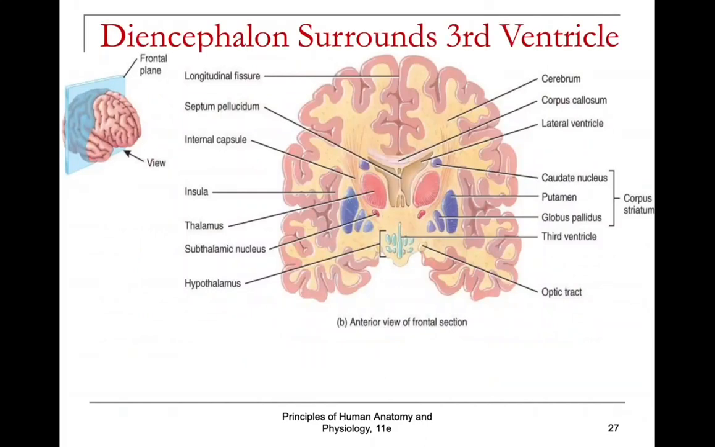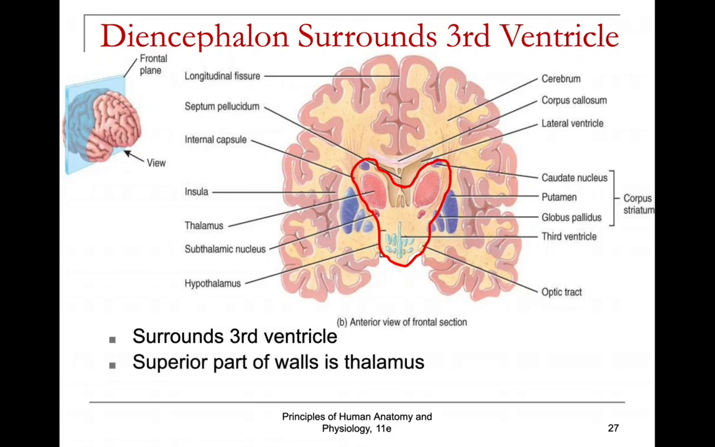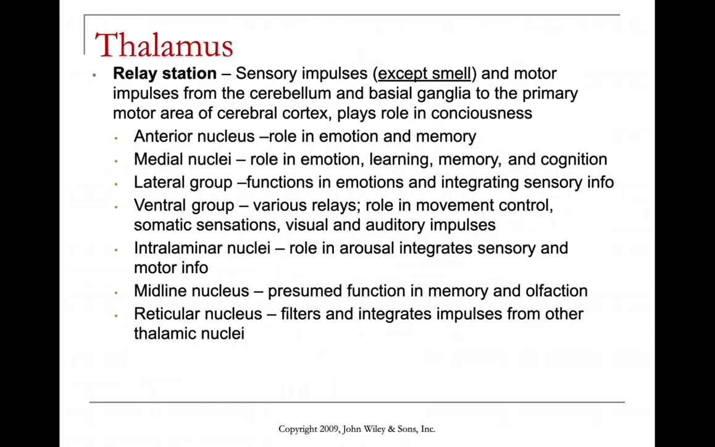And then we've got a cross section here for the frontal section. So here you can see where the third ventricle is surrounded by the diencephalon. So the superior part of the walls is going to be your thalamus. The inferior part is the hypothalamus. So the thalamus is a big relay station.